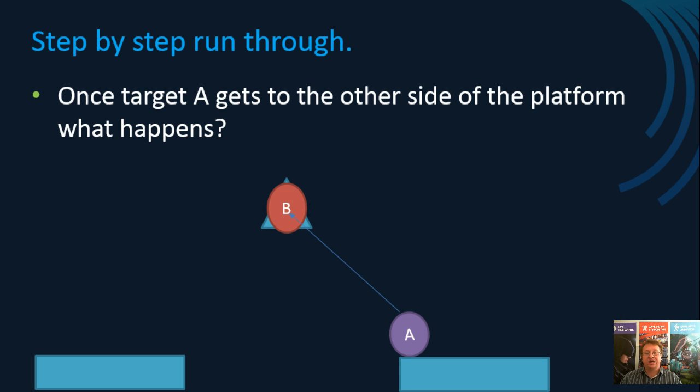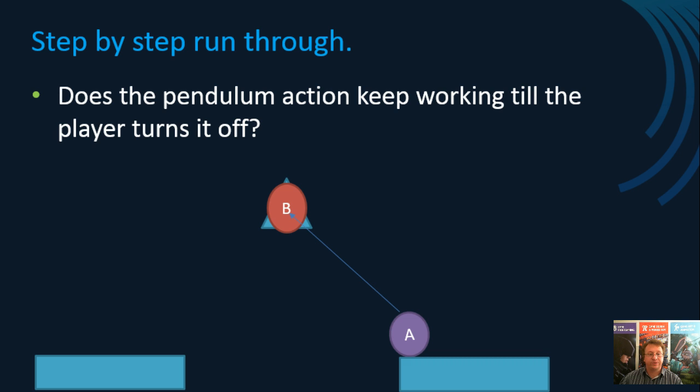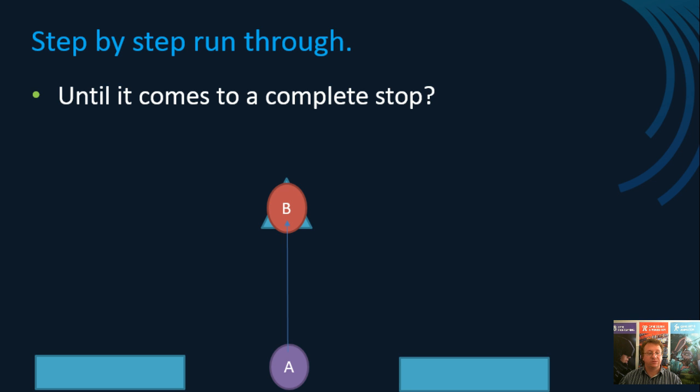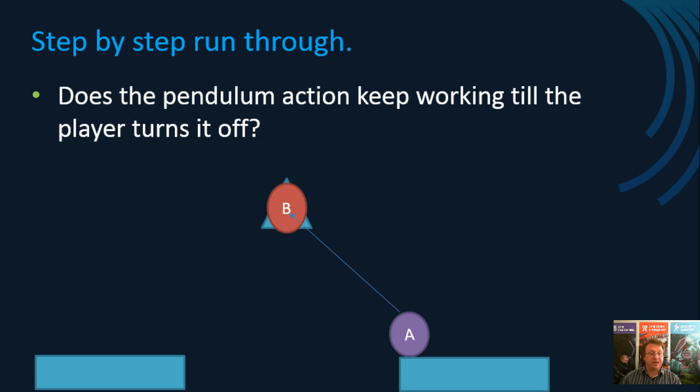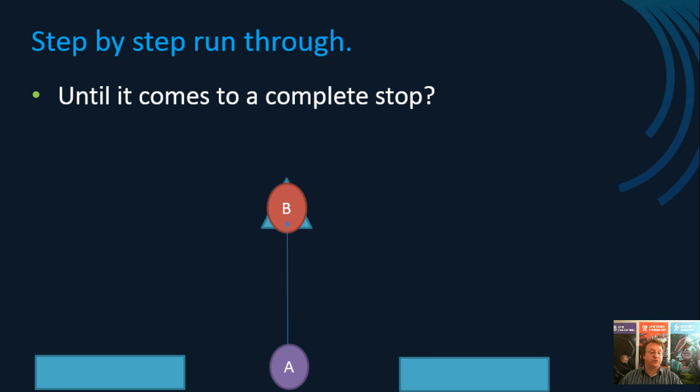So once target A gets to the other side of the platform, what happens? When I ask what happens, it's more like, does the pendulum action keep working until the player turns it off? And if it does, is it going to swing back until it stops? So again, these are things I take into consideration, even at the most basic stage which I'm playing.